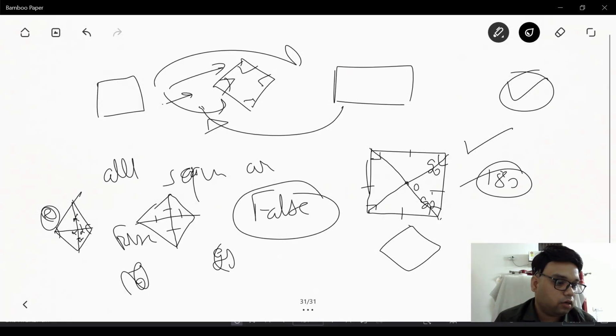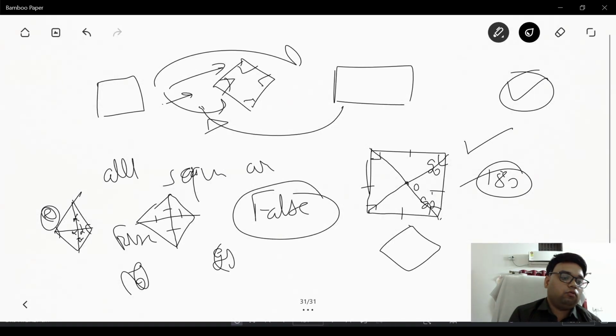All parallelograms are trapezium. Are all parallelograms trapezium? Yes, all parallelograms are trapezium, because the property of a trapezium is nothing but that two sides are parallel, and there are four sides and two sides are parallel in the trapezium. So all parallelograms are trapezium. All squares are trapezium. Yes, all squares are trapezium. So this is your question number 1.